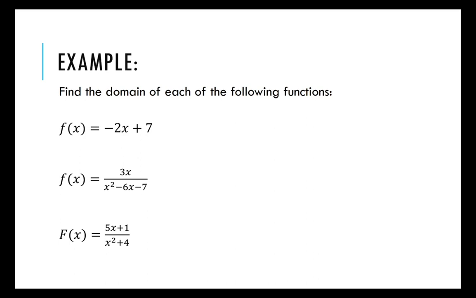And so notice that for this first function, I've got negative 2x plus 7. Well, do we have any division by a variable? No. Do we have any even index radicals? No. And so the domain of this first one is just going to be all real numbers. There are no problems, no issues, so the domain is everything. Anything we want to plug into this function, we can plug into this function and the output will make sense.